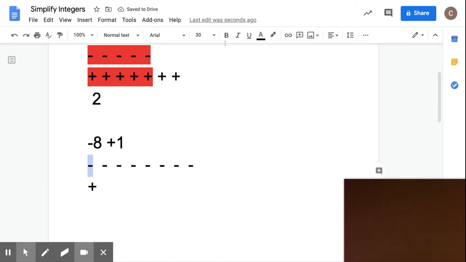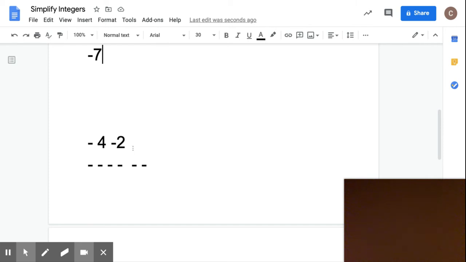You're right, because if I cancel out one negative and one positive, so these two are gone, I am looking at 1, 2, 3, 4, 5, 6, 7. I have 7 more negatives than positives. So my final answer is -7. -8 plus 1 is -7 because I have 7 more negatives than positives.